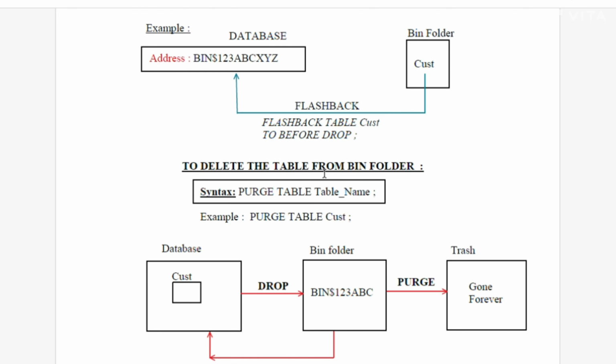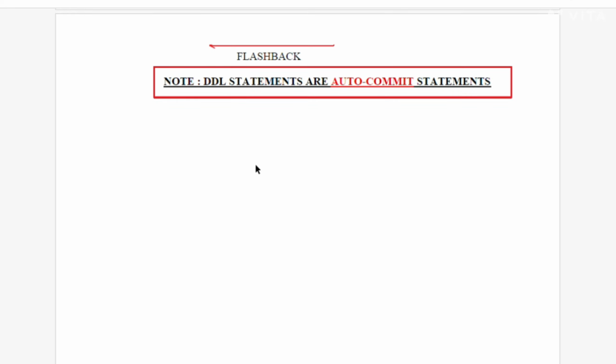Then to delete the table from the bin folder, we use purge table, table name. Firstly, we have to drop the table which will move to the bin folder. Then we use purge to delete it completely. Once we use this purge table, it will be gone forever. We cannot recover it. DDL statements are auto-commit statements.